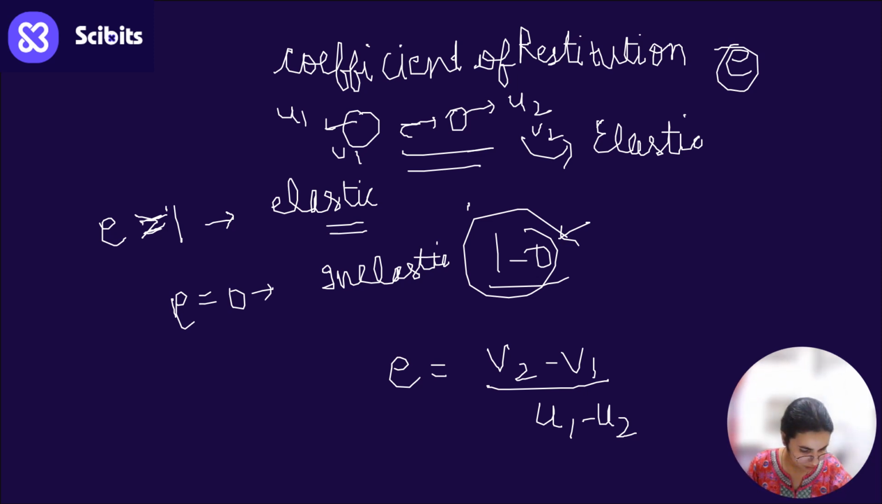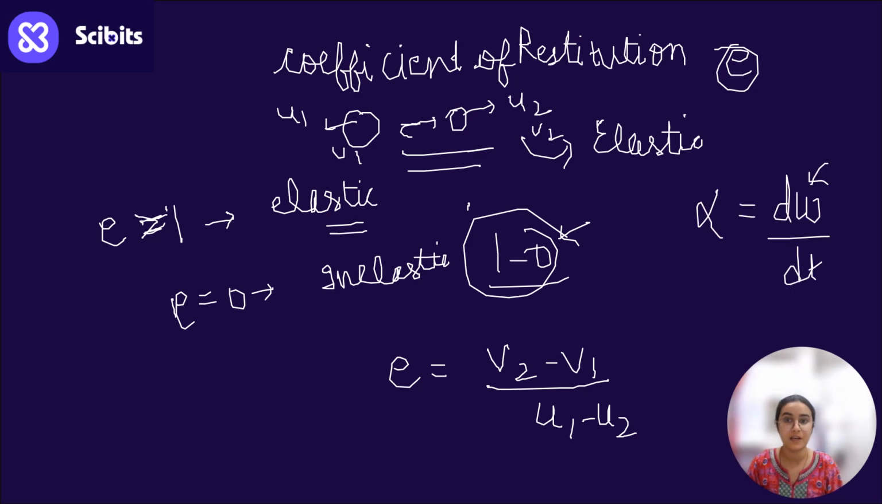Okay, I think we are done. And the angular acceleration formula is d omega by dt, where omega is the angular velocity. And the relation between linear velocity and angular velocity is v equals omega cross radius vector. And this is a cross product.